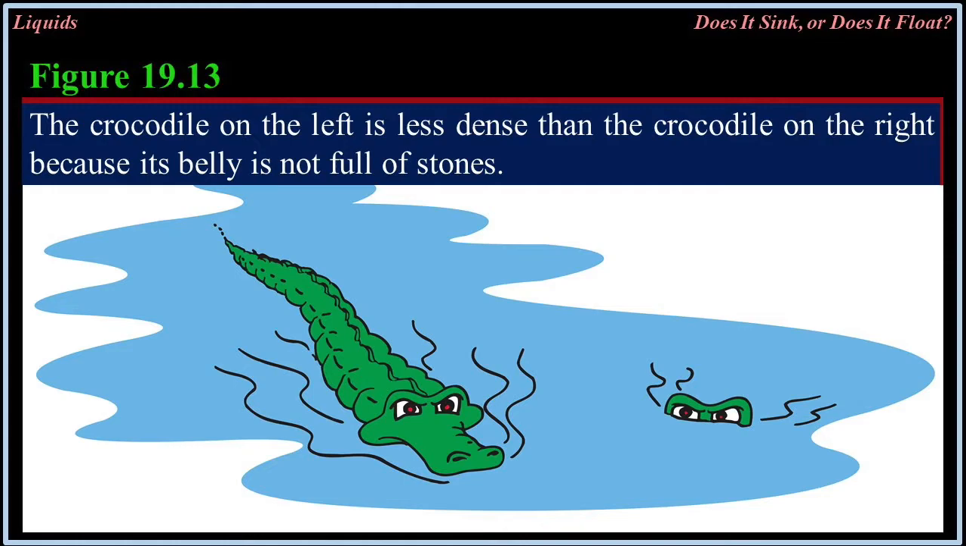Figure 1913: the crocodile on the left is less dense than the crocodile on the right because its belly is not full of stones.